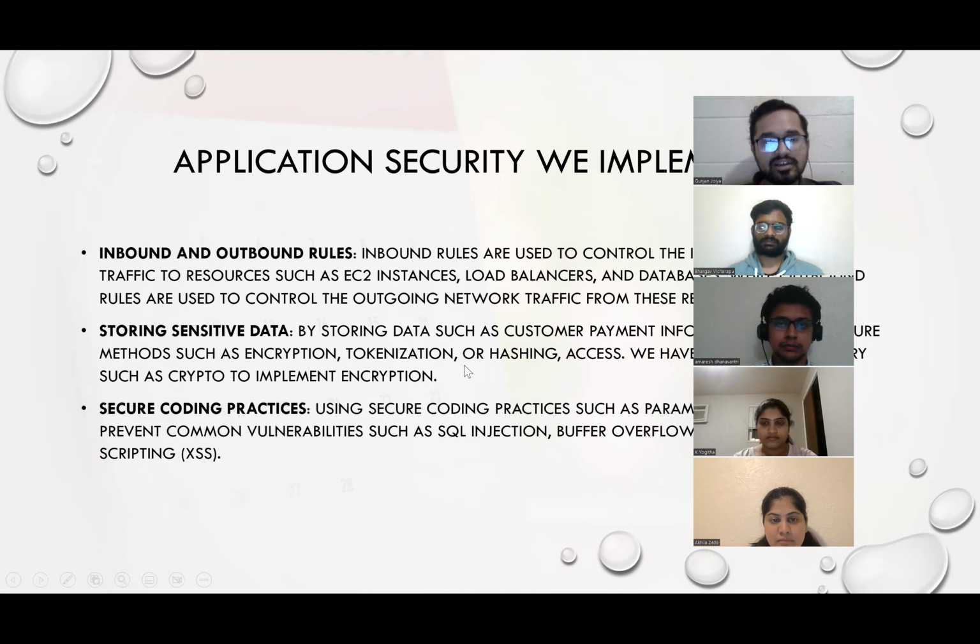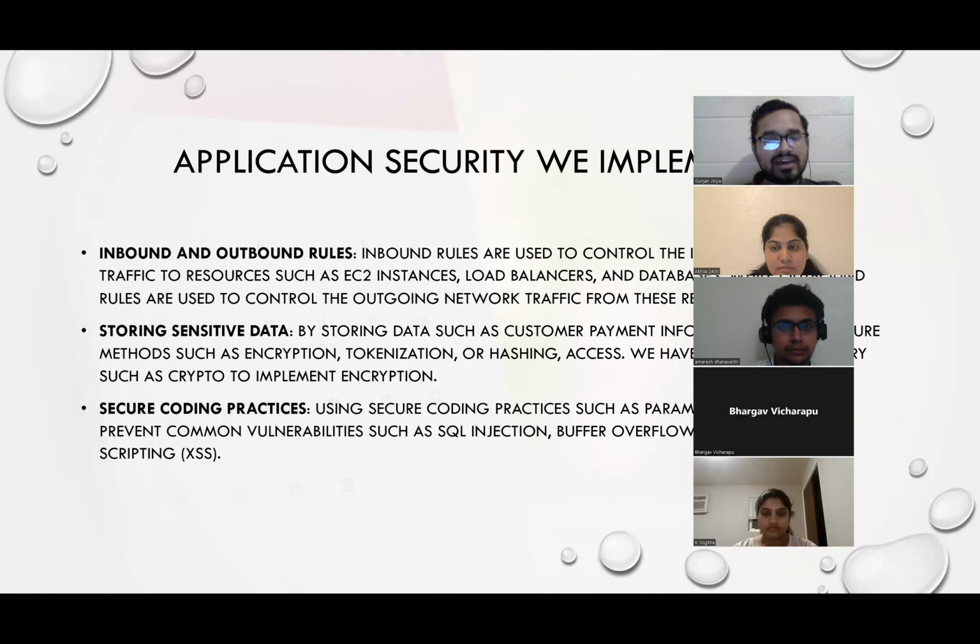On the other hand, outbound rules are implemented to control the outgoing network traffic from these resources. By configuring inbound and outbound rules, an organization can enforce security policies and control access to its resources. For example, an organization can configure inbound rules to allow only specific IP addresses or ranges to access a resource, or it can configure outbound rules to allow access to specific ports or port protocols.